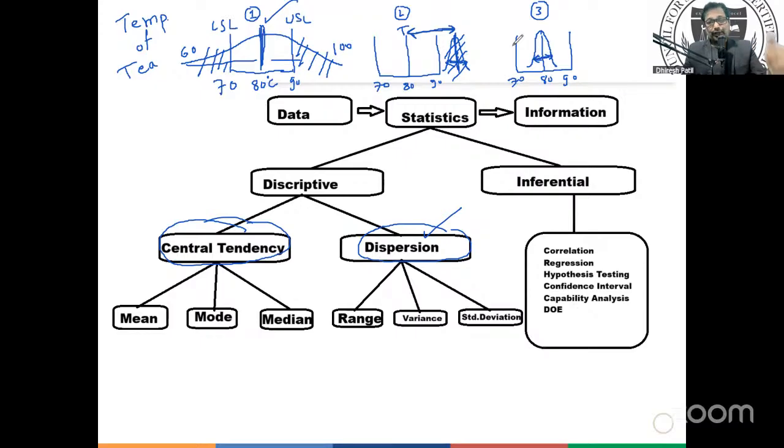Clear? Yes, accuracy and precision. That's the same thing, Santoshji. We need accuracy with precision. Both are very, very important. Are you clear? Yes? Yes, sir.